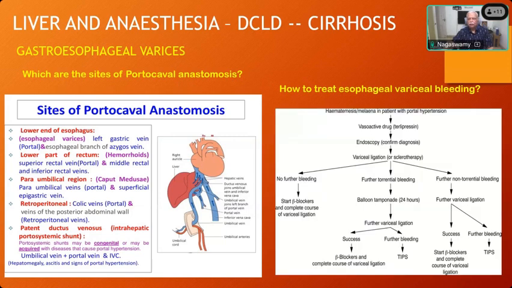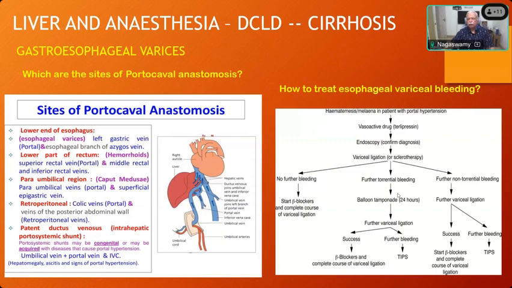So hematemesis, melena, in a patient with portal hypertension. You put a vasoactive drug like terlipressin, do endoscopy for confirmation, and variceal ligation. You can also do variceal sclerotherapy. If there is no bleeding, start beta blockers and complete the course of variceal ligation. For torrential bleeding, balloon tamponade initially.